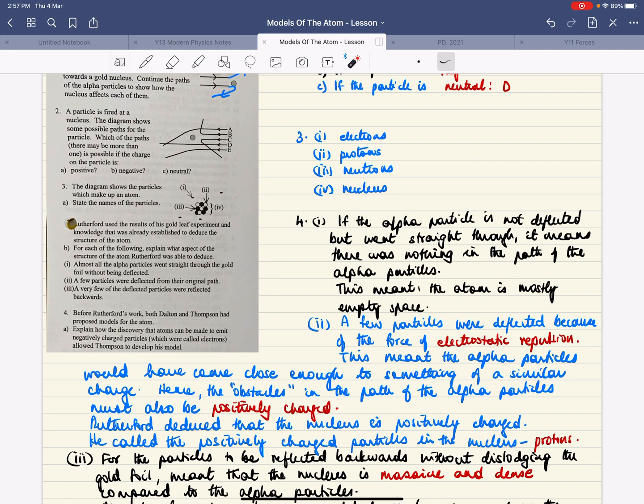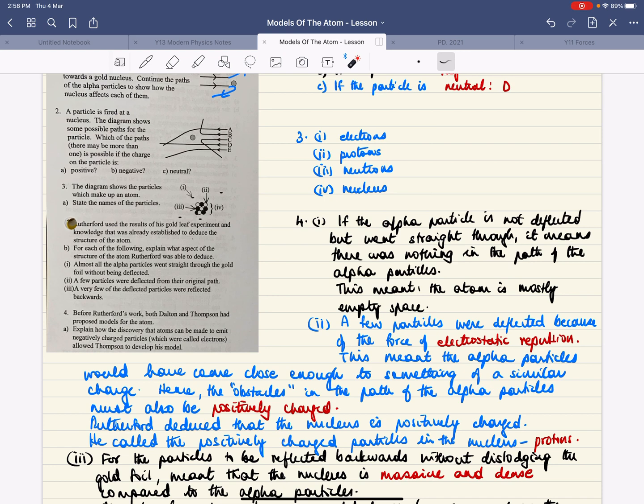So these are the observations that Rutherford made. The first one was that he noticed that most of the alpha particles, almost all of them, went straight through without deflection. That means they did not encounter anything in the path. And the conclusion was most of the atom is empty space, and you can also say whatever makes up the atom occupies a very small space.